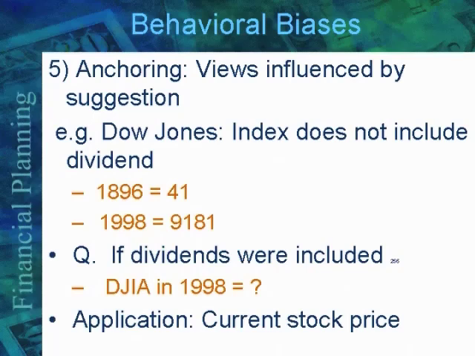Now, as you may know, the dividends paid by the companies in the Dow 30, or whatever it was before, are not included and are not compounded in the present value of the Dow Jones Index. They are distributed and they don't go back into the index value. Suppose that from 1896 to 1998, the dividends had been reinvested back into the Dow Jones. So instead of 9,181, how much do you think the Dow Jones would have been in 1998?